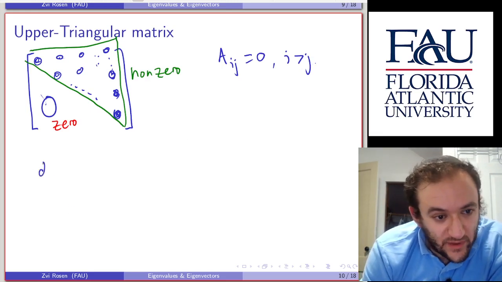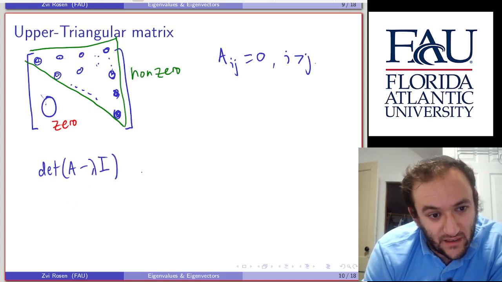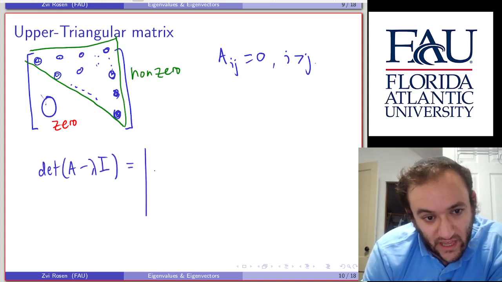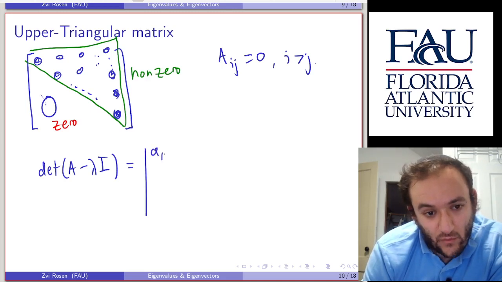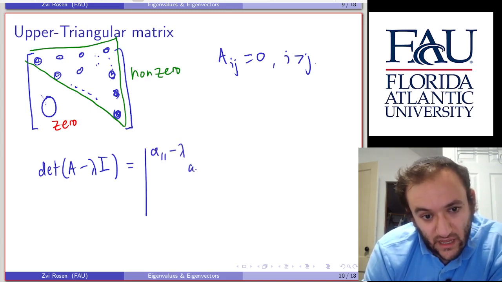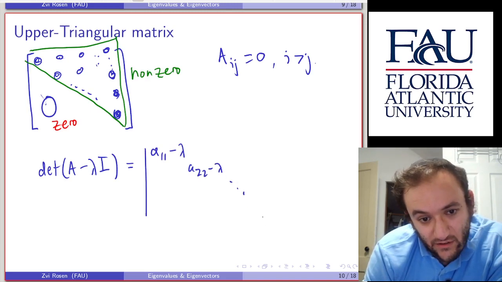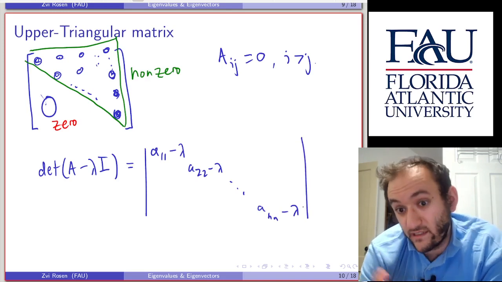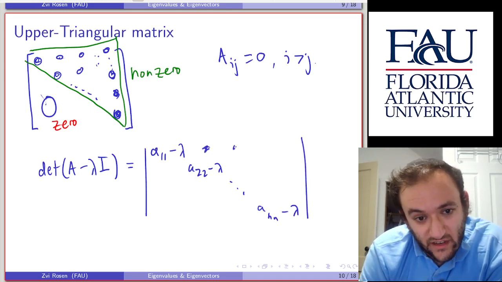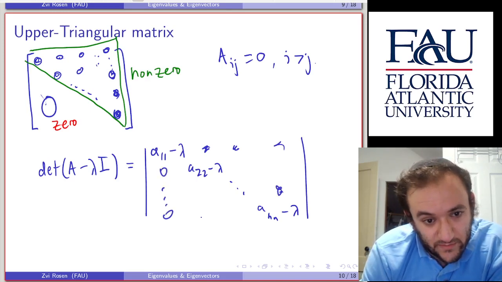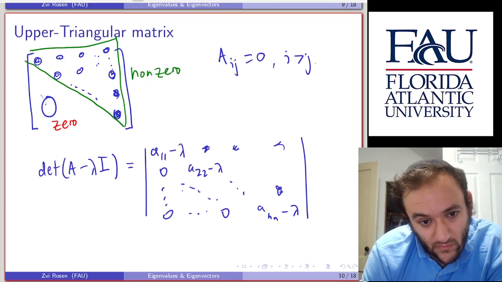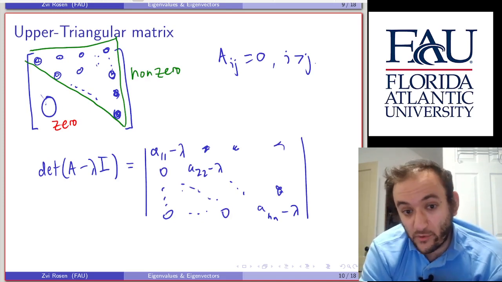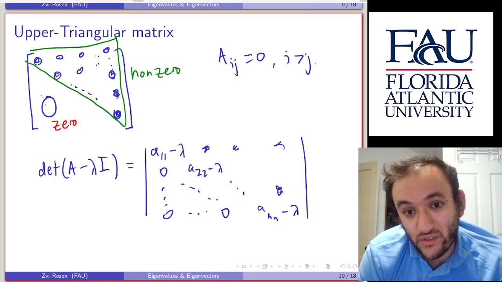And in the conversation about the determinant, if we're looking at the determinant of A minus lambda I, in this case, that'll look like a11 minus lambda, a22 minus lambda, etc., down to ann minus lambda. Okay, just subtracting the lambda from the diagonal. And then a bunch of other stuff up here. But then everything down here is zeros. And one thing we know about upper triangular matrices is the determinant is just equal to the product of the diagonal.